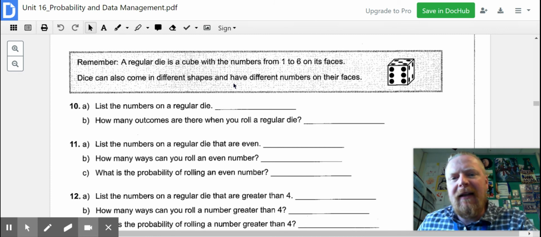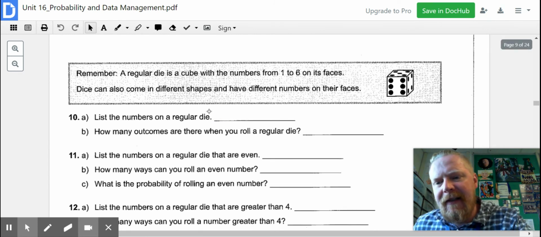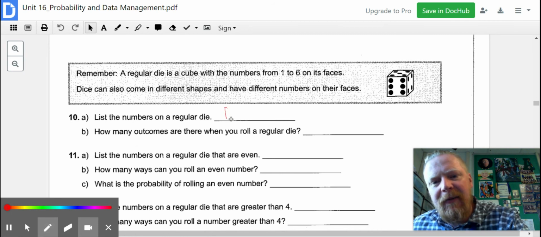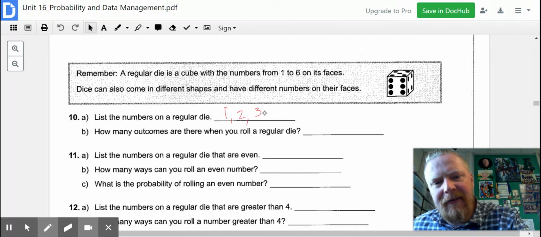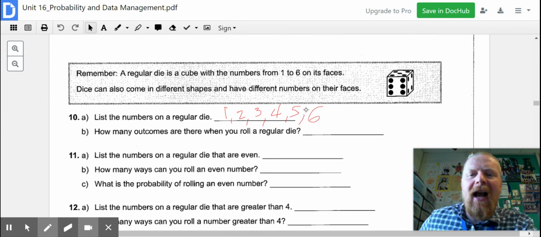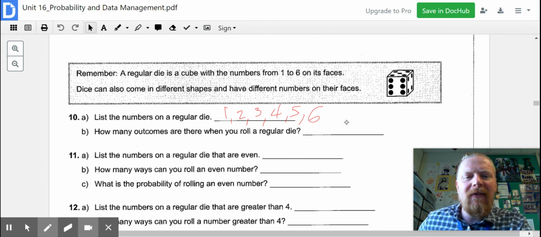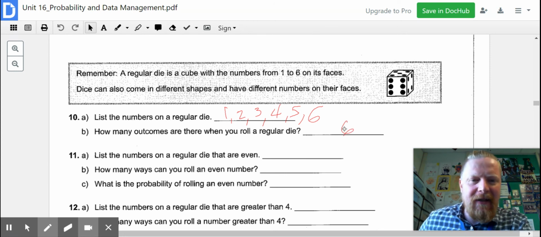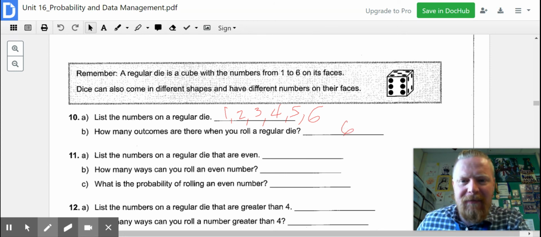List the numbers on a regular die. Well, let's do that then. 1, 2, 3, 4, 5. What's the last one? Yeah, 6. How many outcomes are there when you roll a regular die? There's 6 different outcomes, 6 different faces on that cube.